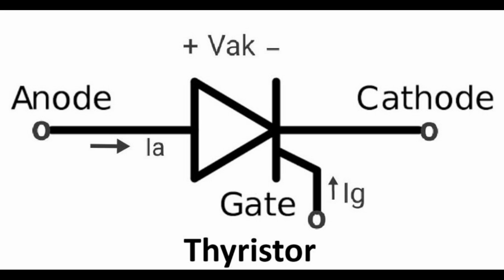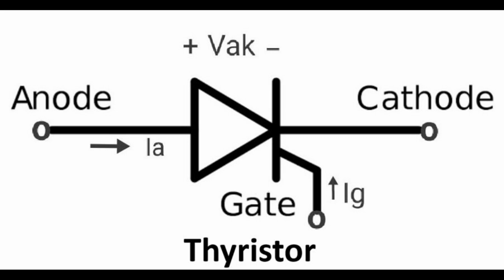Structure and operation. Structure. Layers. The SCR consists of 4 layers of alternating p-type and n-type material, forming a p-n-p-n structure. Terminals. It has 3 terminals. Anode, A, connected to the outer p-type layer. Cathode, K, connected to the outer n-type layer. Gate, G, connected to the inner p-type layer.